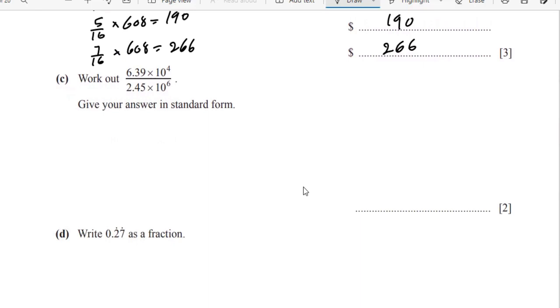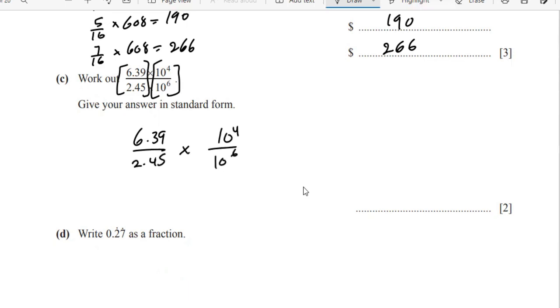Part C, it says work out 6.39 times 10 to the power of 4, and this number is in standard form, divided by 2.45 times 10 to the power of 6, which is also in standard form, and give your answer in standard form. When dividing numbers in standard form, we just divide the first parts together, and we divide the second parts together. So I'm going to split the question into 6.39 divided by 2.45, then times 10 to the power of 4 divided by 10 to the power of 6.